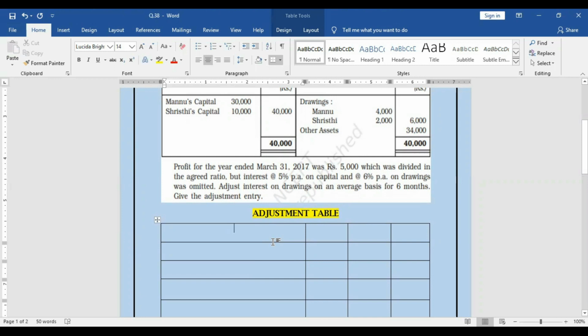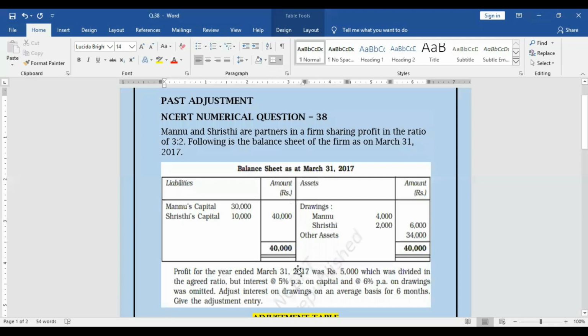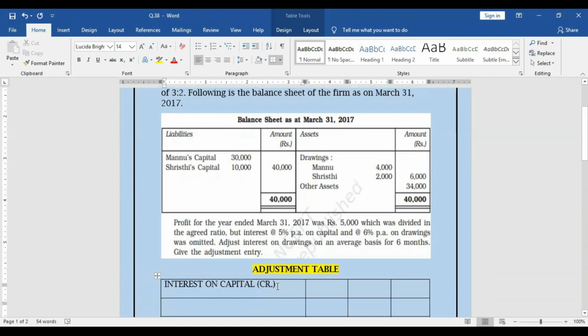Interest on capital omitted means interest on capital has to be credited in the partner capital account, which was not credited. For all the partners it was omitted, so there is a short credit in the capital account. Therefore we have to credit interest on capital for both partners. So this is the credit item. For Manu, the capital is 30,000, on which we provide 5% per annum. For Srishti, it is 10,000 at 5% per annum.